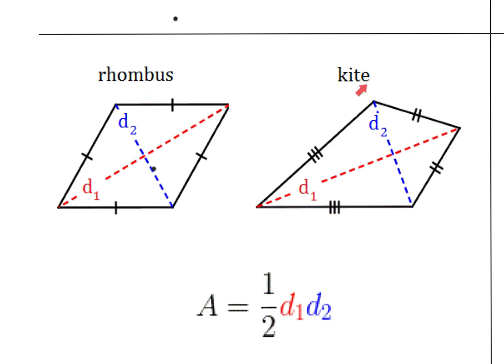For the rhombus and the kite, if we join the diagonals, diagonal 1 and diagonal 2, we can find the area from the diagonals. The area equals half times D1 times D2, half times the product of the diagonals. So if you have the diagonals in a rhombus or kite, you can find the area directly.